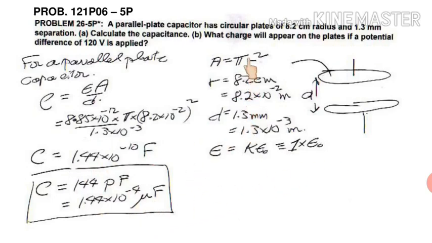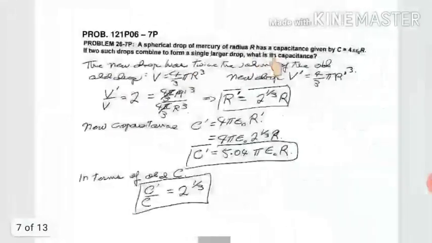Now what is the second part of the question? What charge will appear on the plates if a potential difference of 120 volt is applied? Actually this type of question we did in the previous question. The question was the same only. So they want us to calculate Q. Now Q is equal to C into V. C we have calculated, V is given in the question. So simply you have to multiply C and V with each other. So this will give you the charge. So I think the question is clear. Let's move on to the next question.